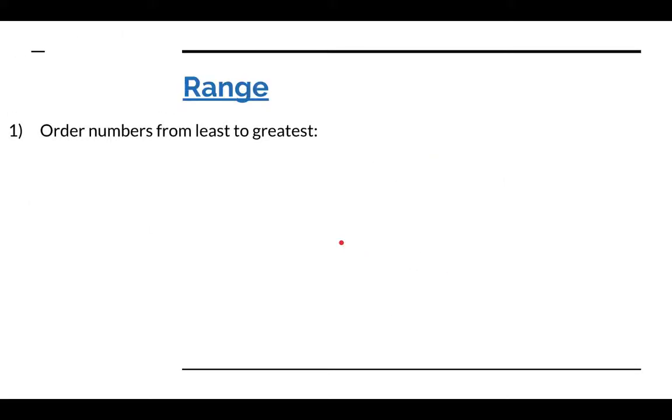Range is a little bit different. Once again, order the numbers least to greatest. Then you take your greatest number and your smallest number and subtract them. So 13 minus 3 is going to give you 10, so your range is 10.